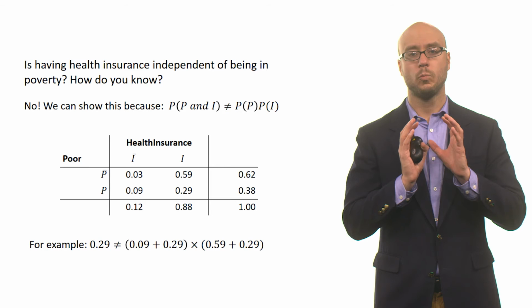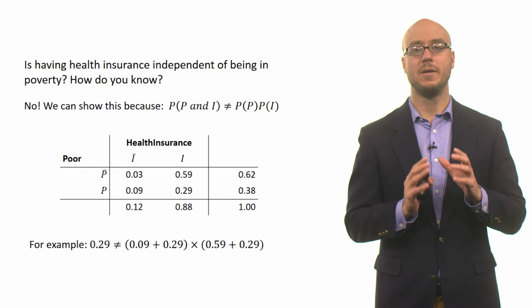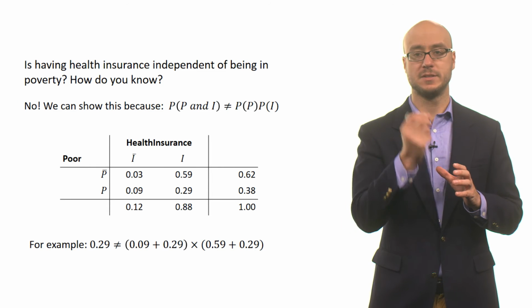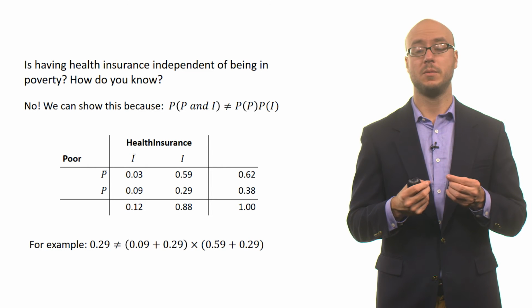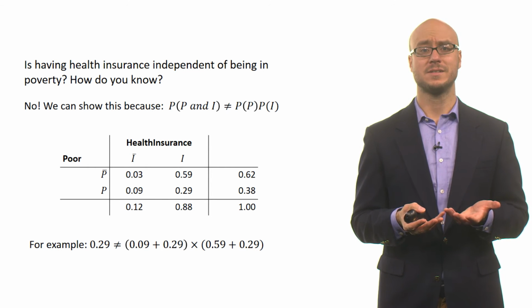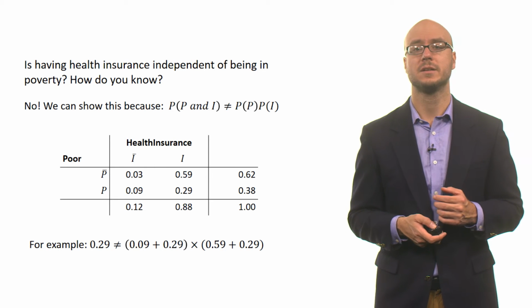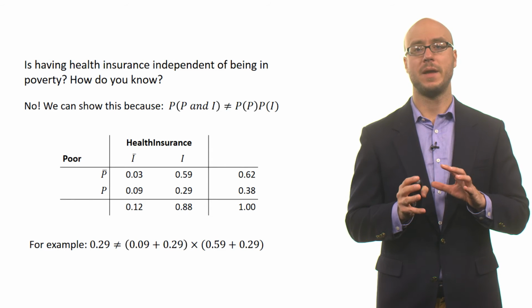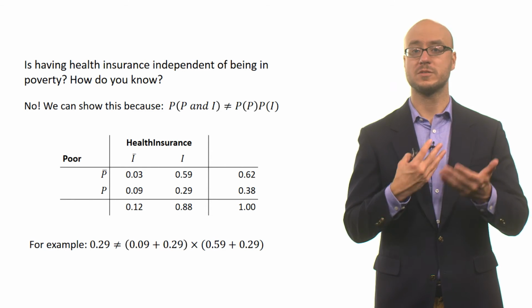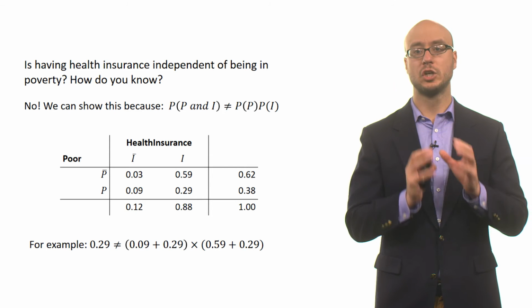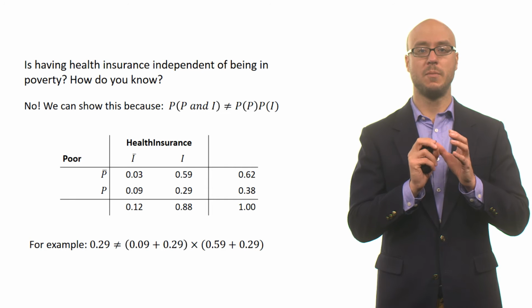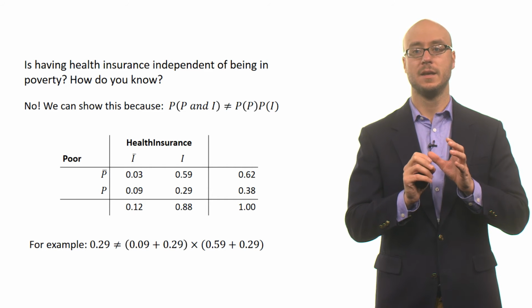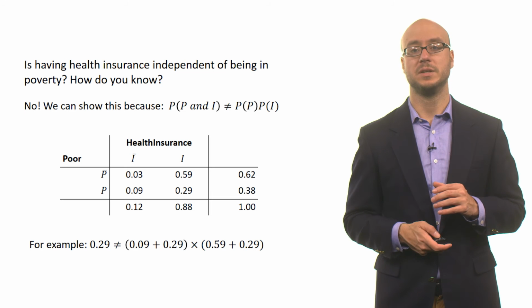Now you might ask, is having health insurance independent of being in poverty? How do we know? Well, we can use what we know about independent events multiplying together to find a joint probability, to actually test a probability table to say, are these 2 variables independent? We can show that having health insurance is not independent of being poor. To put it another way, there's some relationship between these two variables, by looking at whether the probability of P and I equals the probability of P times the probability of I.